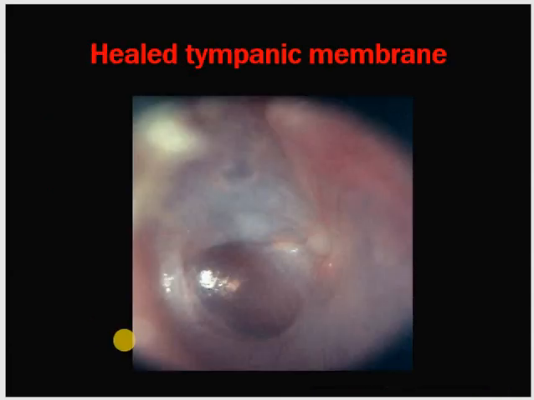This picture shows a healed tympanic membrane after extrusion of the grommet. Still, the TM is retracted and the TM is also thin. It seems that there is a collection of fluid in the middle ear.